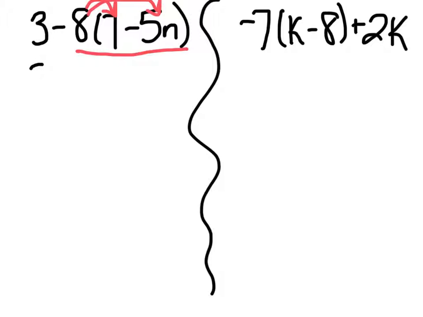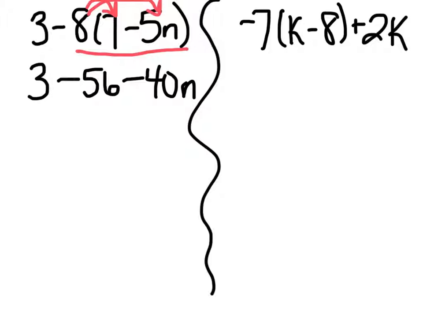I'm just going to bring down my 3. 3 minus 8 times 7 is 56, and minus 8 times 5n is 40n. And I realized that I made a mistake here because that's a negative 8, see that? And a negative 5. Okay, we always have to pay attention to the sign that comes in front of the number. So a negative 8 times a negative 5 is actually a positive 40n.